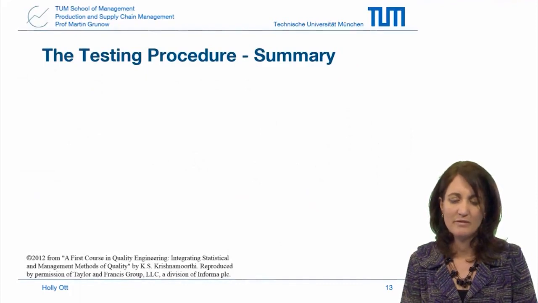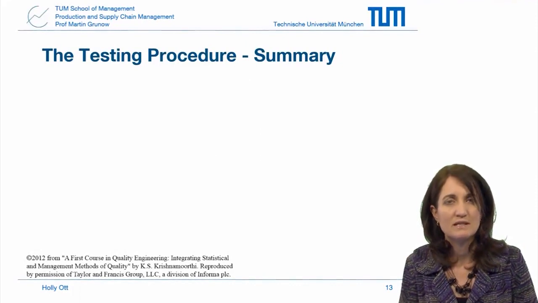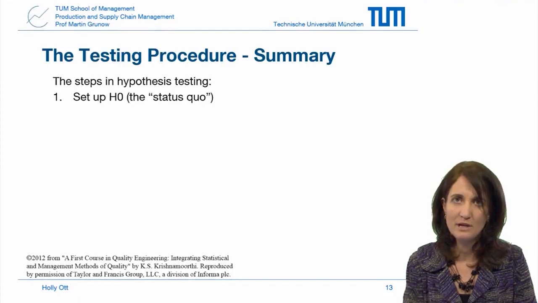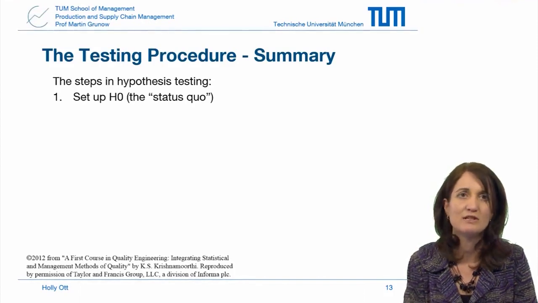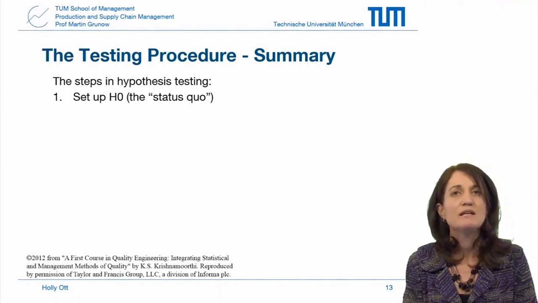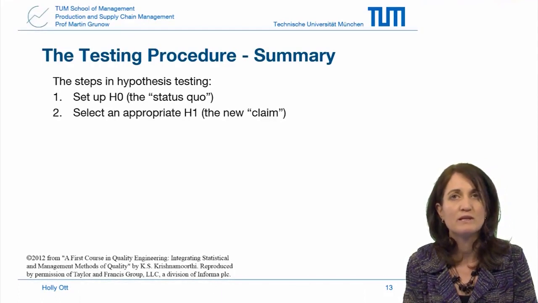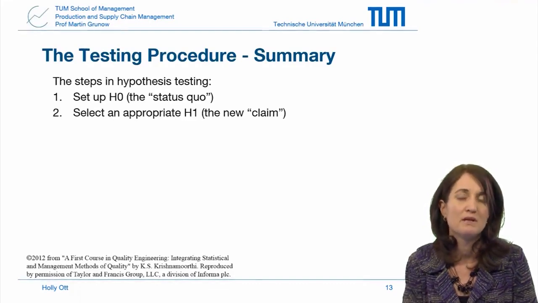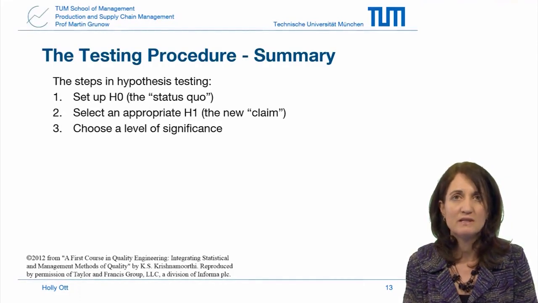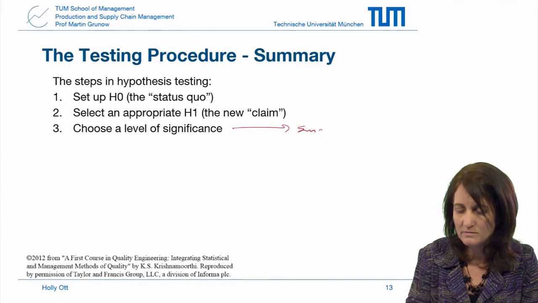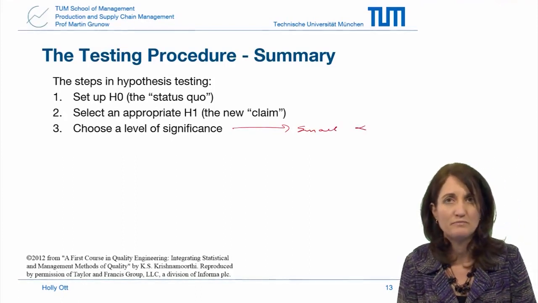So just to summarize the testing procedure, in hypothesis testing, the first thing you do is to set up the null hypothesis, or H0. This is the status quo. This is how things are running. We then select an appropriate alternative hypothesis, or H1. This is the new claim. We choose a level of significance, and generally this is going to be a small value, alpha.